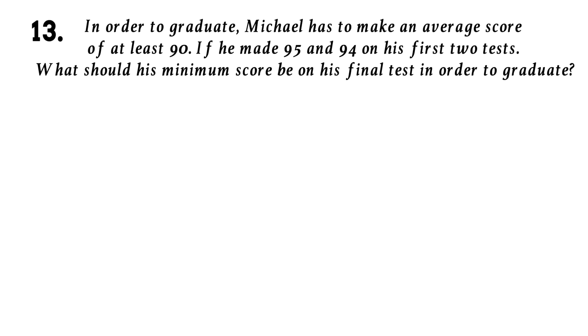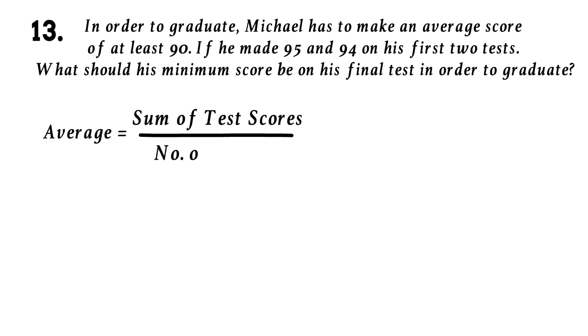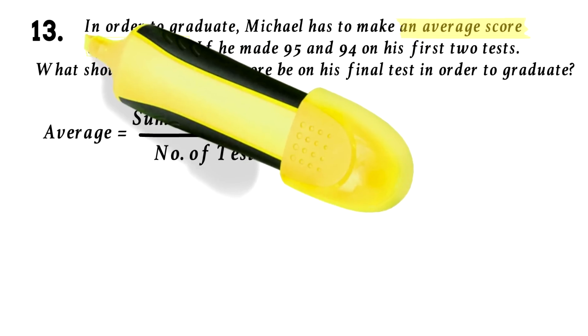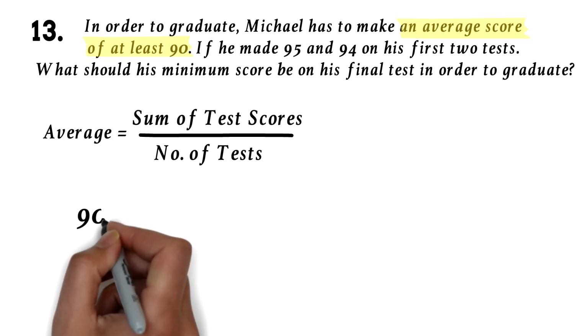Question 13. In order to graduate, Michael has to make an average score of at least 90. If he made 95 and 94 on his first 2 tests, what should his minimum score be in his final test in order to graduate? This is an average or mean question. To find the average, we need to add all the scores divided by the number of tests taken. We've been given the average he must get, which is 90, so we can put it here.